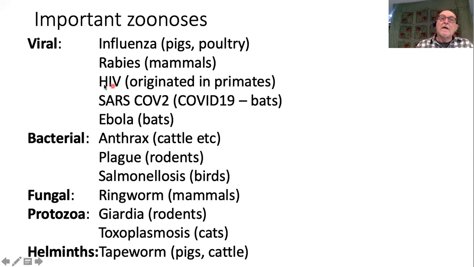So another one to think about is HIV, human immunodeficiency virus. Human immunodeficiency virus is actually a zoonosis, but it has been in the human population for long enough that it's become a purely human disease. There is no animal reservoir for HIV, even though it originated in animal populations. It is still regarded as a zoonosis, but there is no animal reservoir for HIV. It is adapted entirely to the human population.